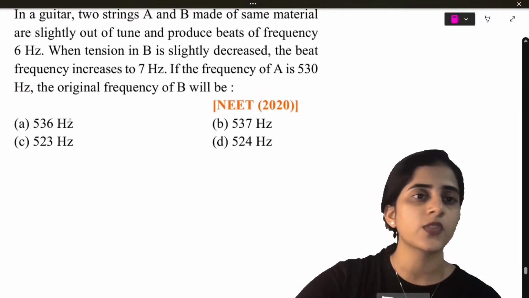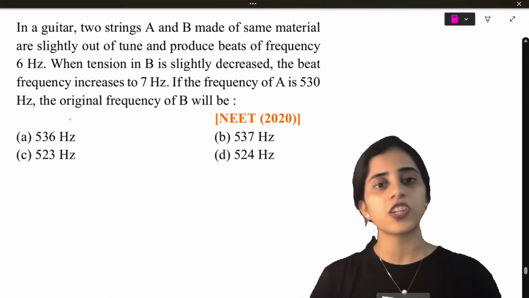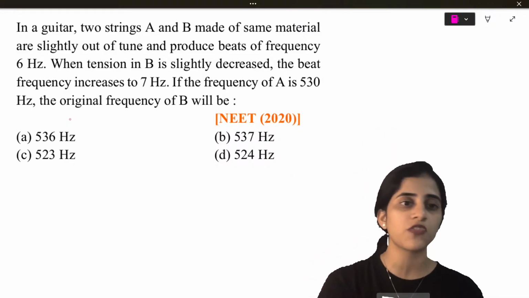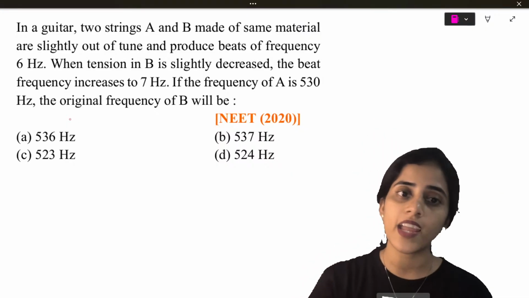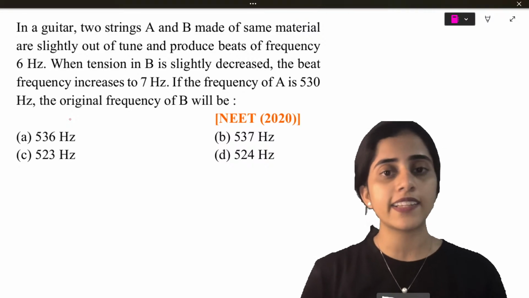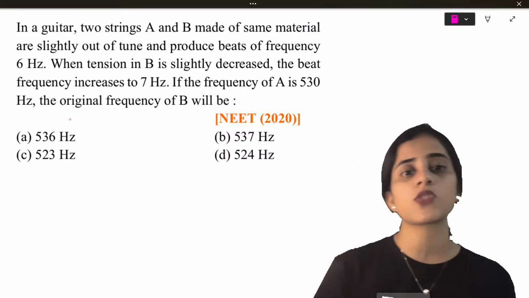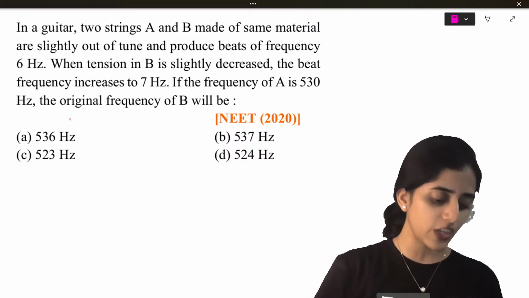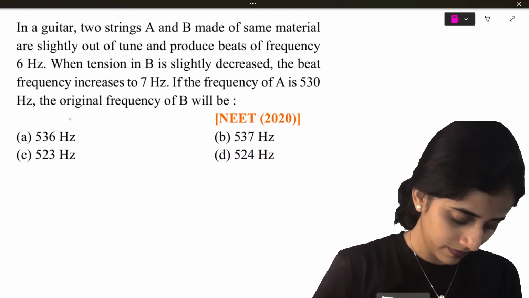Okay. Next question. In a guitar, two strings A and B, made of same material, are slightly out of tune and produce beats of frequency 6 Hz. When tension in B is slightly decreased, the beat frequency increases to 7 Hz. If the frequency of A is 530, the original frequency of B will be.